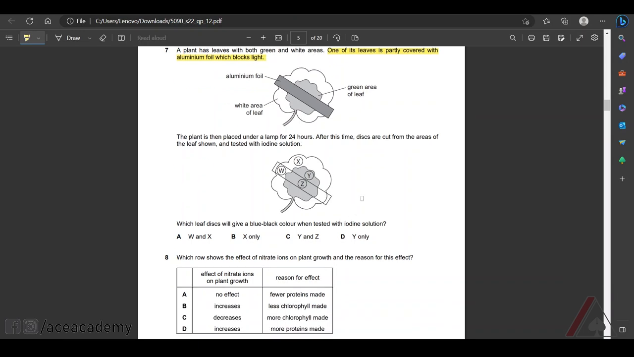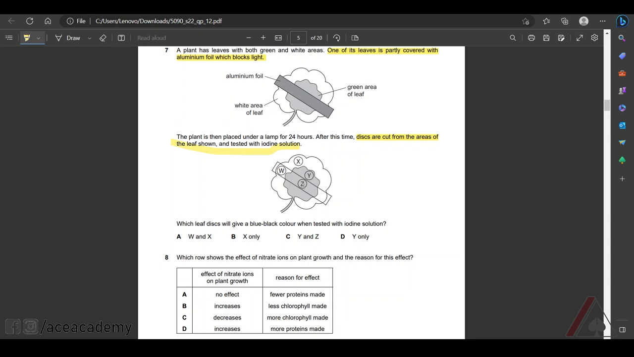Now let us look at the areas from which the disc has been cut: W, X, Y, and Z. Now for W and X, they're in the white regions with no chlorophyll, so they won't photosynthesize and they won't produce any starch. This question basically asks us which of these four discs will contain starch. W and X won't because they don't photosynthesize. Now Y and Z, they are in the green regions, so they do have chlorophyll.